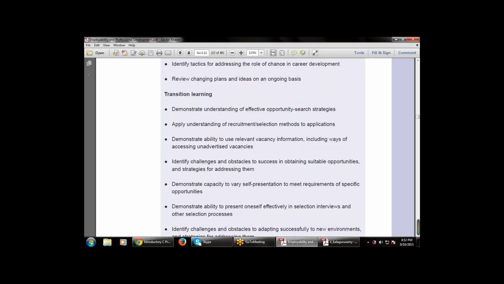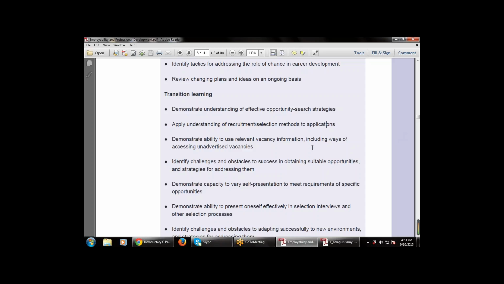So demonstrate understanding of effective opportunity search strategies. That is, how the effective opportunity search strategies work in career development. Then apply understanding of recruitment selection methods through application. That is, how to apply them, what the various methods are, and what the various selection criteria are for applications.